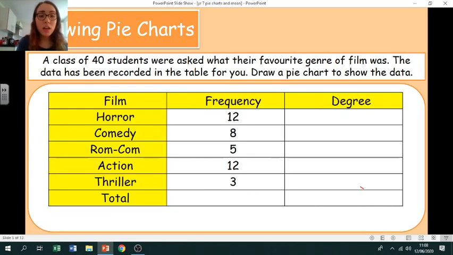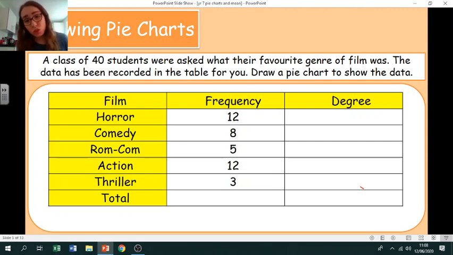Okay, so let's have a look at a little one together. It says a class of 40 students were asked what their favourite genre of film was. The data has been recorded in the table for you. Draw a pie chart to show the data. Okay, so the frequency is just how many people said each category. We need to split our pie chart into those categories.